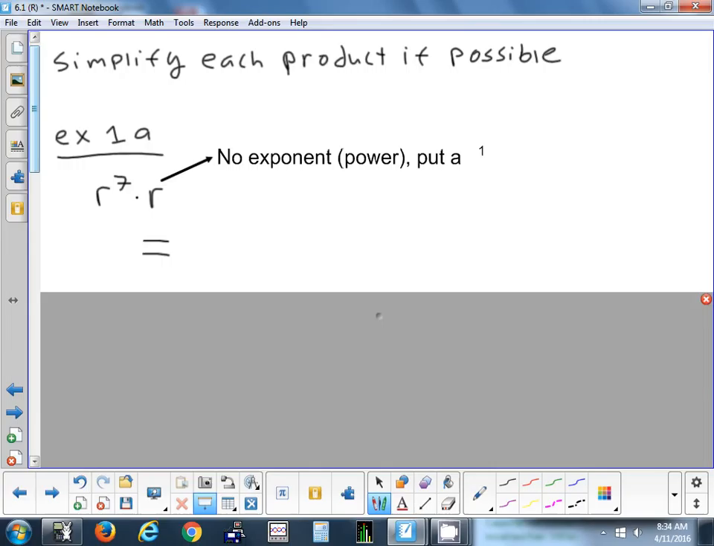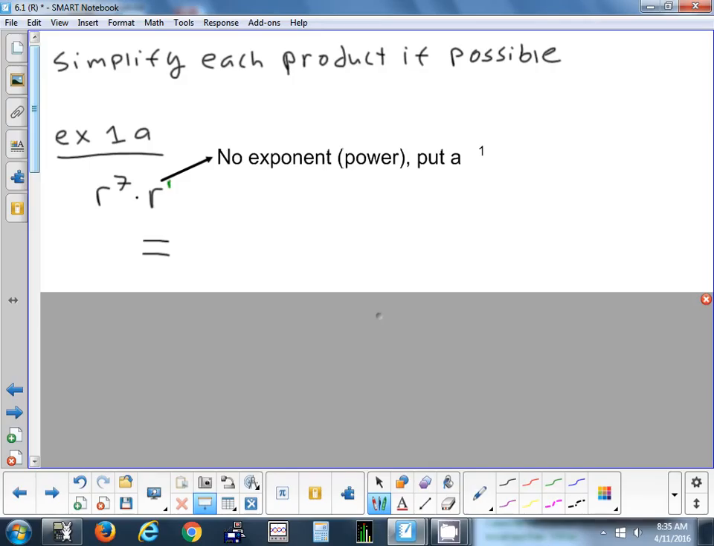Now, why are you doing 7 plus 1? Because you're multiplying. So you add 7. I'm confused about the 1. Can somebody explain that to me? I don't see that written down in the problem. The r by itself doesn't have an exponent, so you add in 1. Perfect. R by itself doesn't have an exponent, so we put a 1.